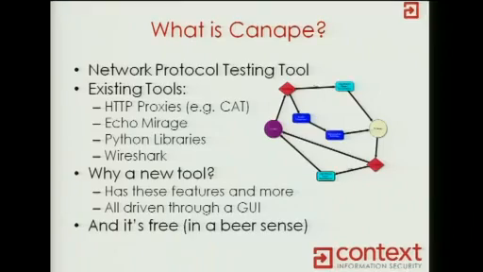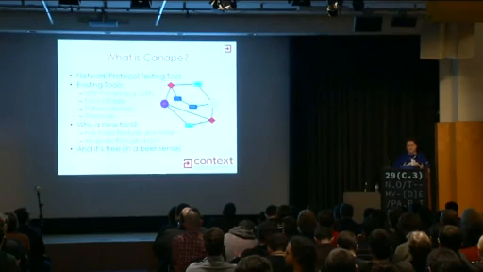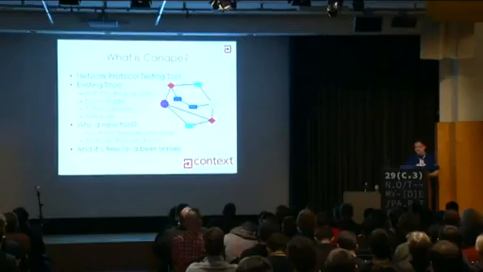So CANAPE has been out for about 12 months now. It is a free tool, sort of as in the beer sense. Unfortunately, the source isn't open, but it is written in .NET, and I've not obfuscated it, so it's fairly easy to find out how it works. And it's designed for network protocol analysis and network protocol manipulation.